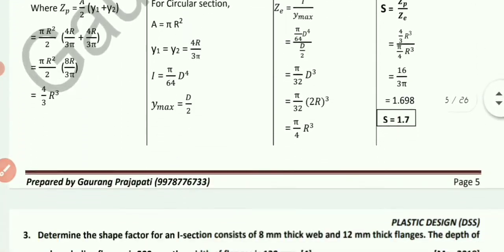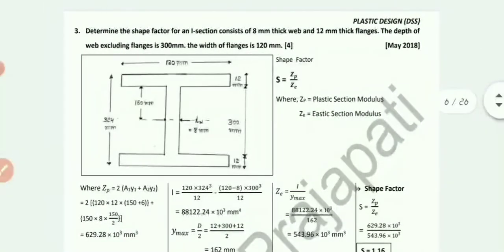So these were the typical cross sections. Now let's solve some of the sums of the GTU.